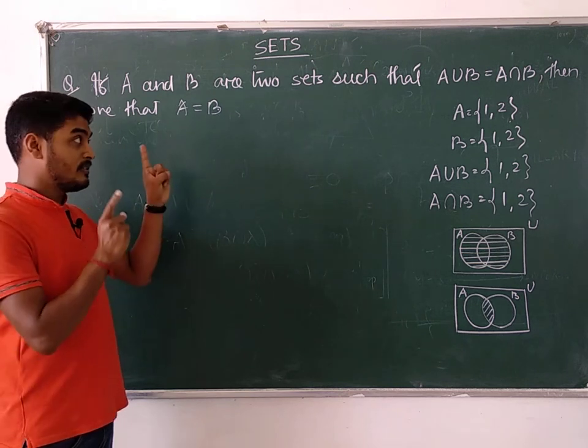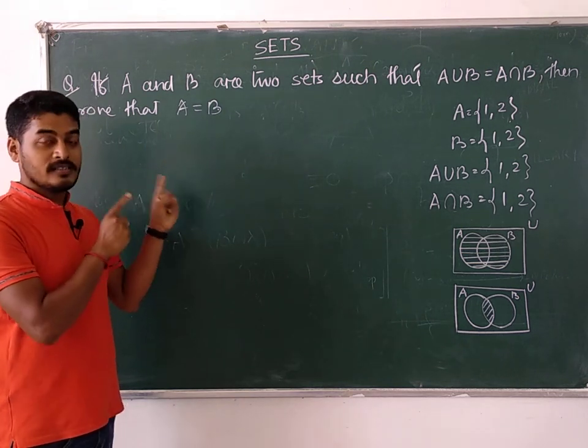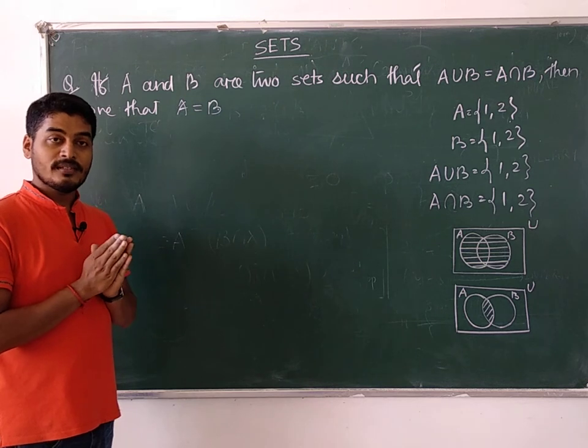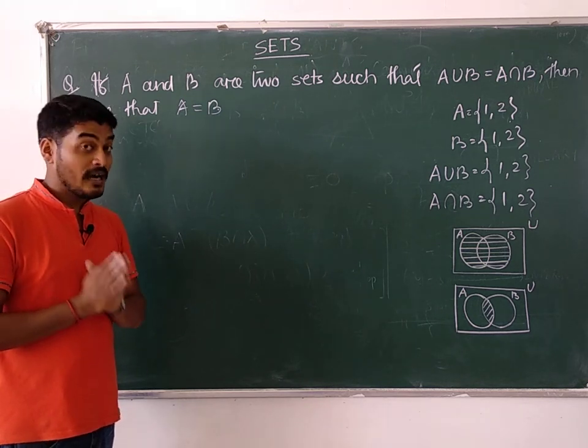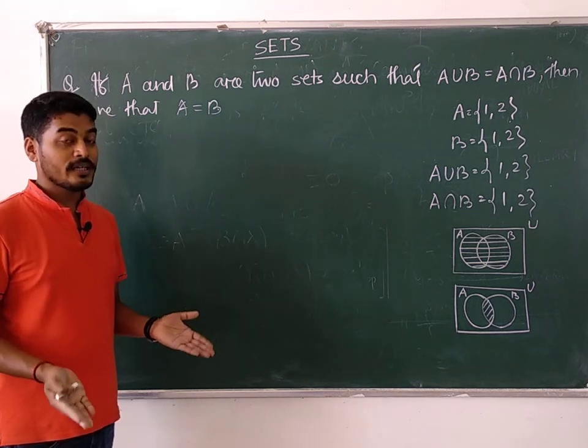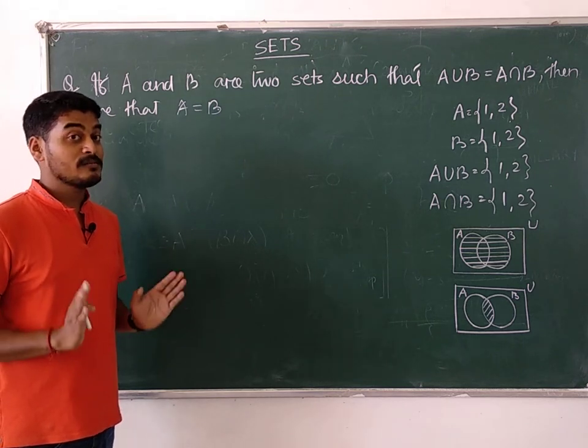Remember, from this theorem or this statement, you can easily give the conclusion. Whenever the union and intersection of two sets are equal, then without having any doubt, we can give the conclusion. Then the sets must be equal.